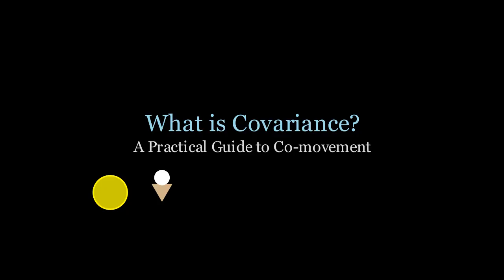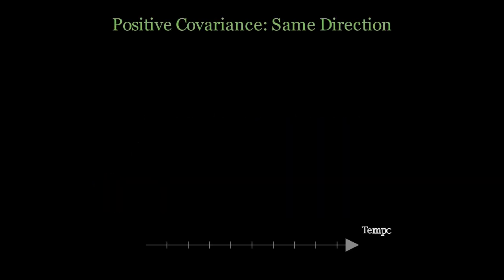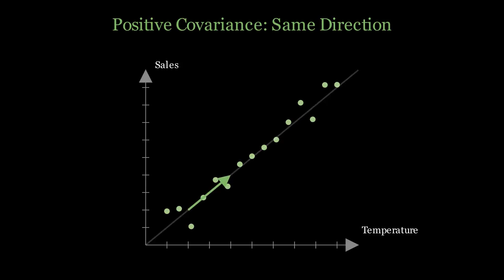Welcome to this practical guide on covariance. Have you ever noticed how some things in life seem to move together? For example, when the temperature rises, ice cream sales usually go up too. Or when a car speeds up, its fuel consumption increases. Covariance is the mathematical way of measuring this moving together relationship between two variables.